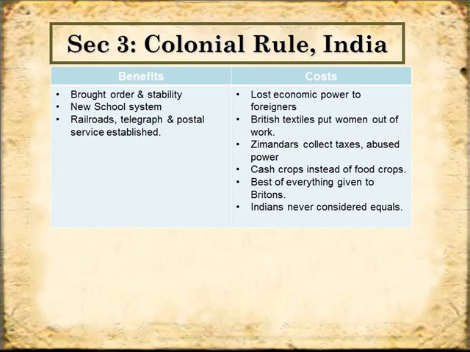Loss of economic power to foreigners. British textiles, where the women used to work, were put out of business. The Zamindars collected the taxes and abused their powers to do so. Cash crops instead of food crops. What that means is if you're told, for example, like in the southern states, to grow tobacco, you can't eat tobacco, you can only sell tobacco. So in India, it was to produce cotton instead of producing food. The best of everything was basically given to the Britons, and the Indians were never considered equal. Basically, their skin color was a disadvantage for them.